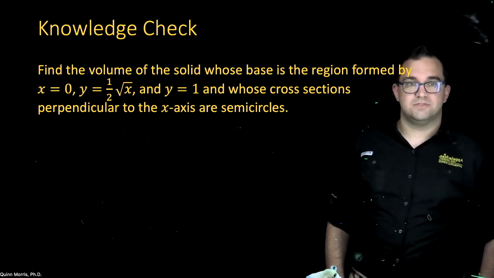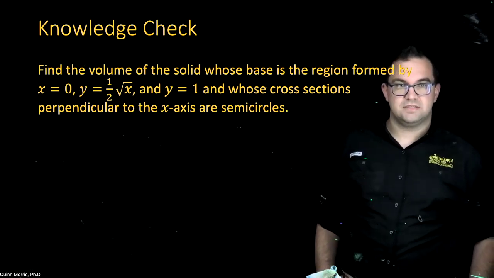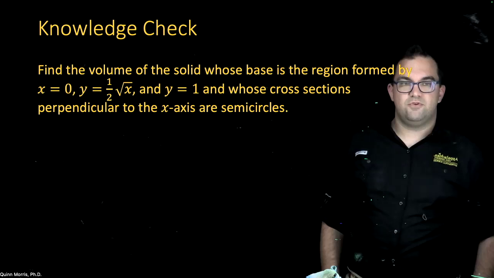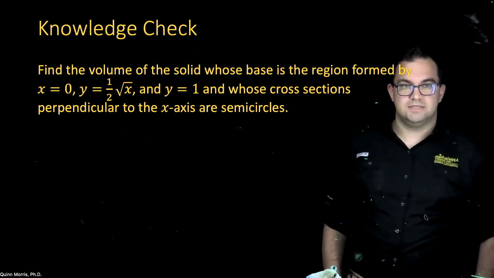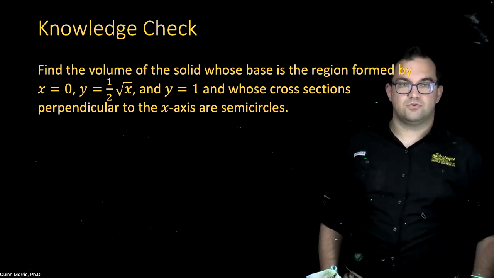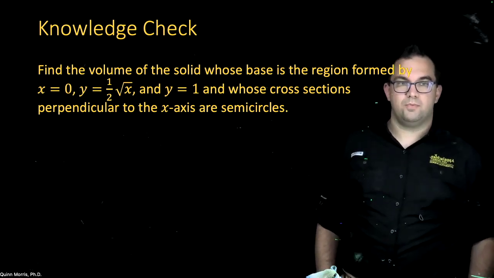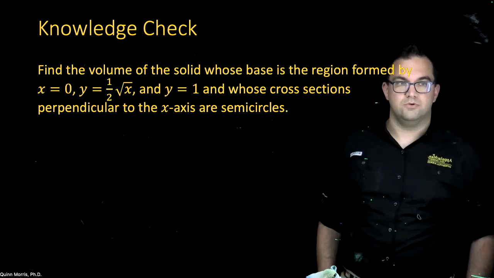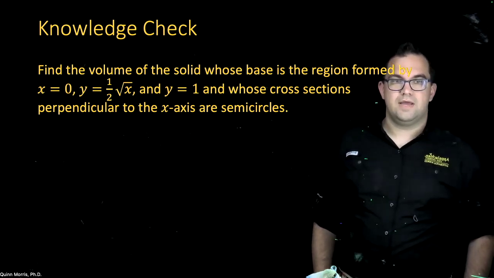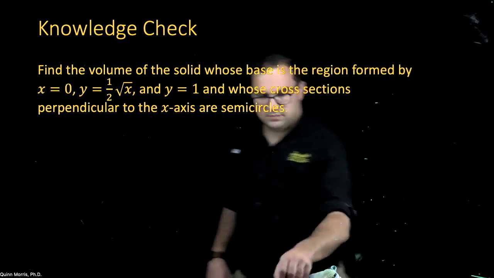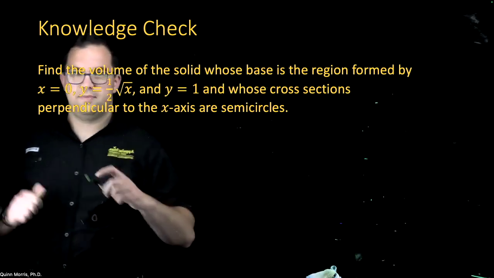So remember the process. First, draw a sketch of the base of the solid. Then see if you can use that information to find the areas of the cross-sectional slices. Then integrate those cross-sectional slices over an appropriate range of x or y values. Okay, great. Let's see how you did. So first, we want to sketch the base.